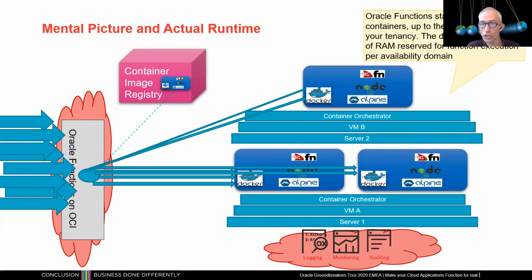What you probably should know is that Oracle Functions can keep on starting container images up to 30 gigabytes of RAM for the entire availability domain. Now you pay per execution and the memory used in an execution. You don't really need to worry whether there are 2 instances or 200. You don't pay more. And it's important to know that you don't pay for idle time.